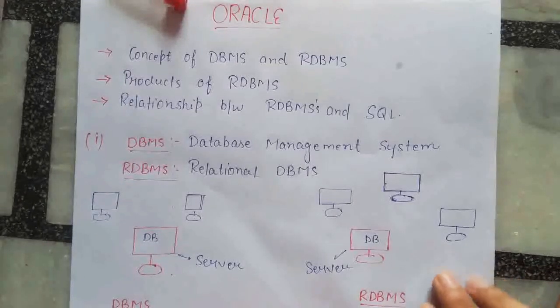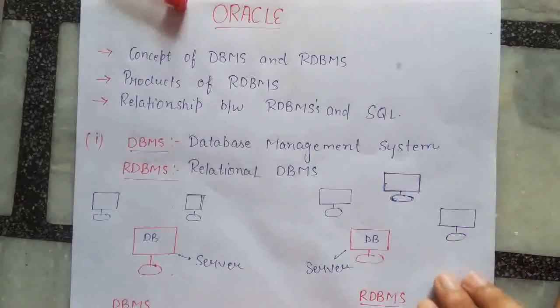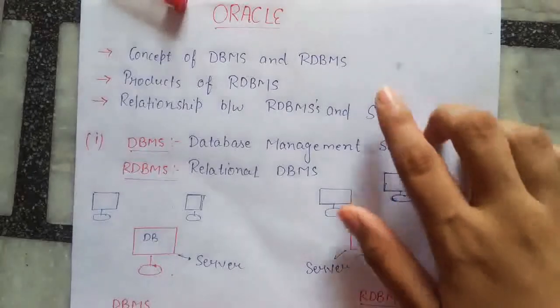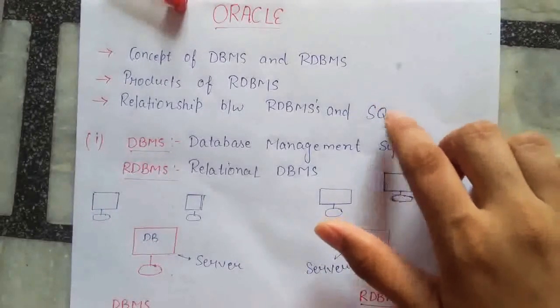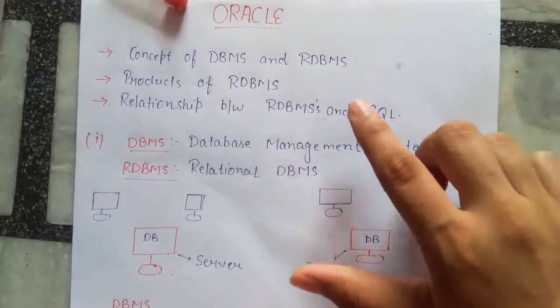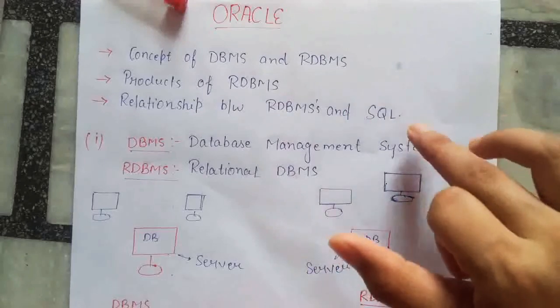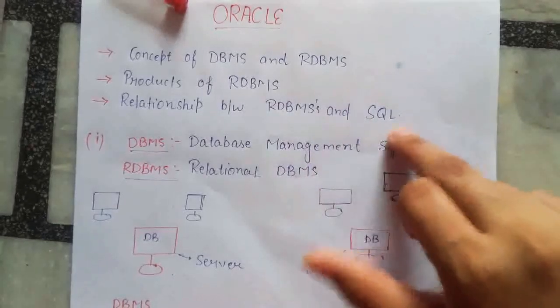So in this video tutorial, I'm going to start my new video series on Oracle, which is a very important topic of engineering. Okay, so before going through Oracle, one must be familiar with these three terms. That is, what is RDBMS and DBMS, then what are the various products of RDBMS, and at the end, what is the relation between RDBMS and SQL.